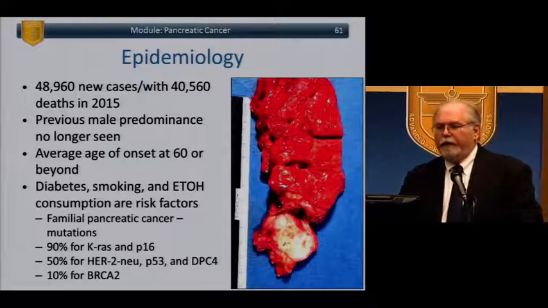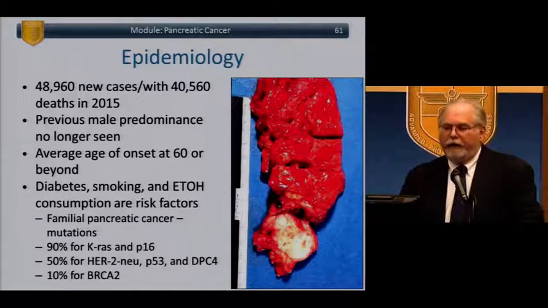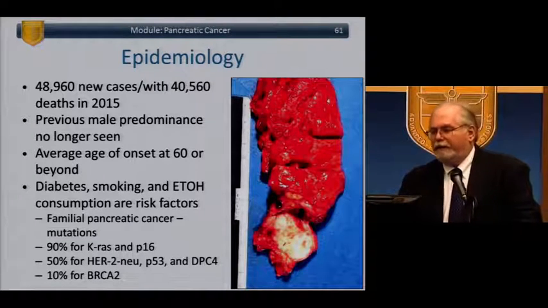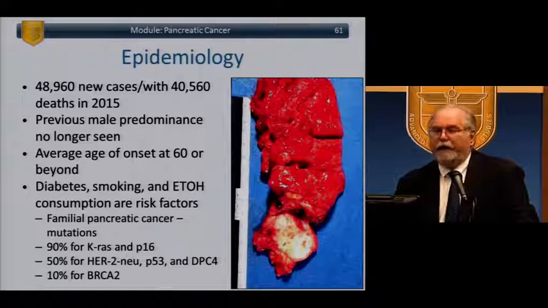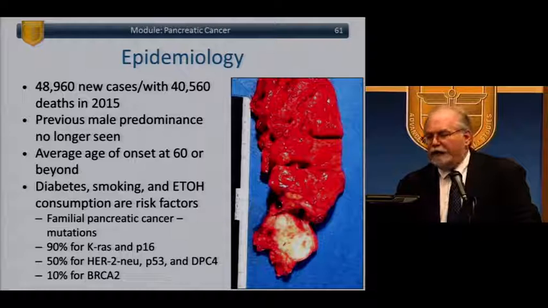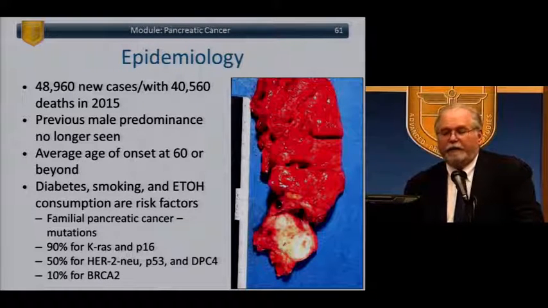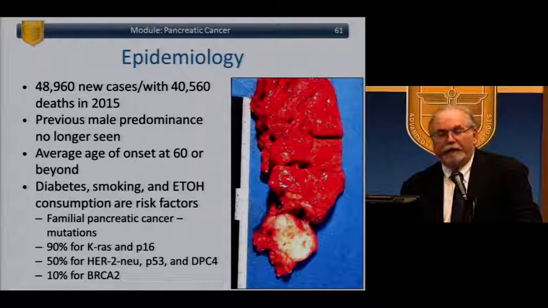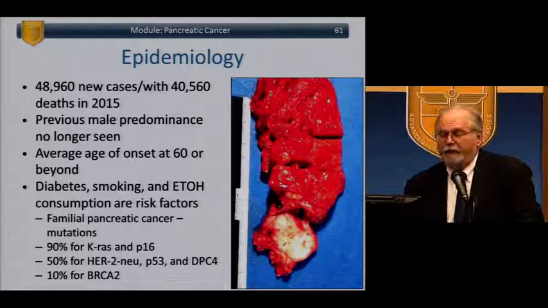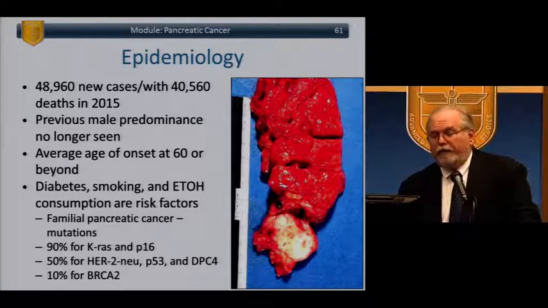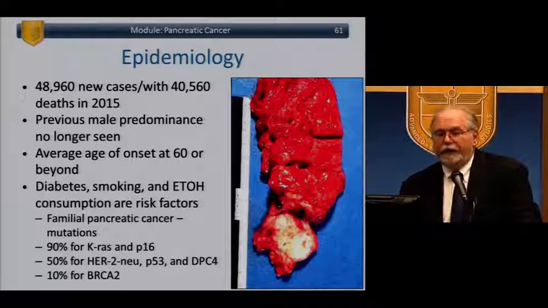So roughly 49,000 new cases, 40,000 deaths in 2015 for pancreatic cancer, equal male and female predominance, average age of onset at 60 or beyond, often associated with diabetes, smoking, alcohol consumption, familial pancreatic mutations, including 90% mutation for KRAS and P16, 50% HER2, P53, and DP54, 10% for BRCA2.